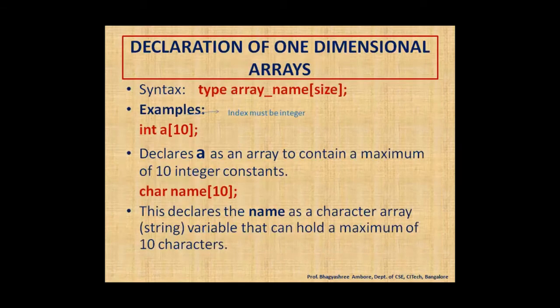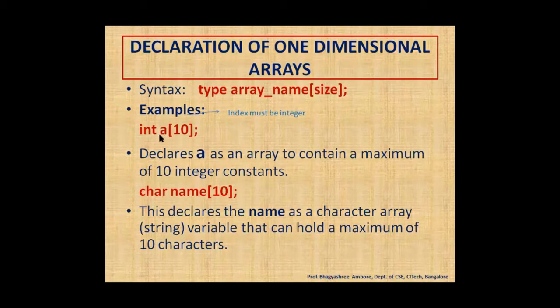We'll go with how to do the declaration of one-dimensional arrays. What is the syntax to declare a one-dimensional array? Now, what is an array? An array is a group of similar data type values. We are grouping them under a single name, and this will occupy continuous memory location. Now, what is the syntax? Data type, name of the array, and the size of the array. How many elements are there?